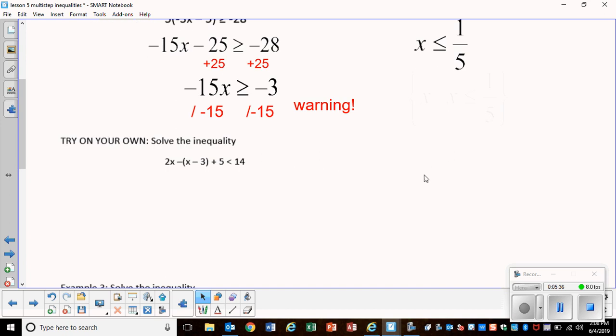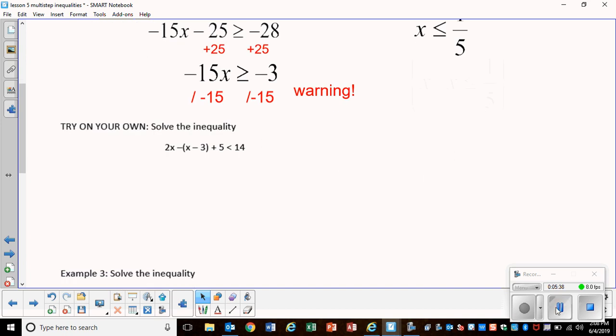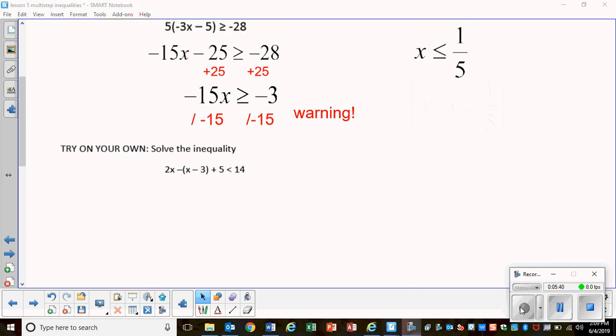So you guys are going to try this one on your own. And then we will talk about this more in class, and that's it for inequalities. It's very, very similar to equations. The last thing I'll say, though, is a little warning for this. Try on your own. There's no number in front of the parentheses, so that means there's an invisible number there. But yeah, that's it for inequalities. It's very, very similar to equations. So if you can do equations, you can do inequalities.